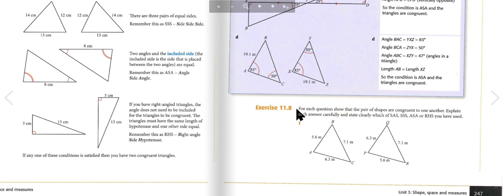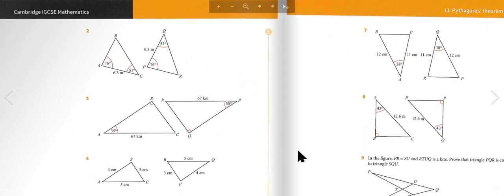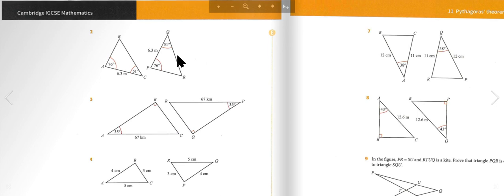Exercise 11.8. For each question, show that the pair of shapes are congruent to one another. Explain each answer carefully and state clearly which of SAS, SSS, ASA, or RHS you have used. Again, this is supposed to be RSH. So, here, these are congruent because SSS. Here, these are congruent because ASA is satisfied. Here, this is congruent because RSH is satisfied.